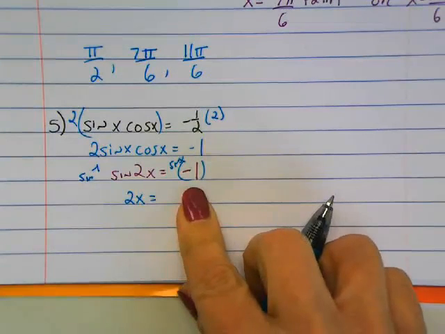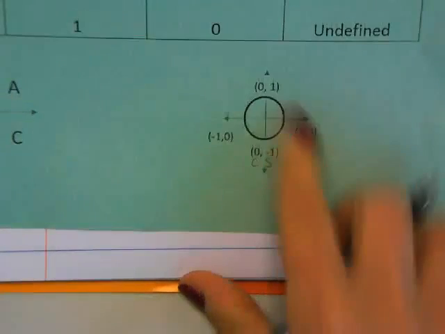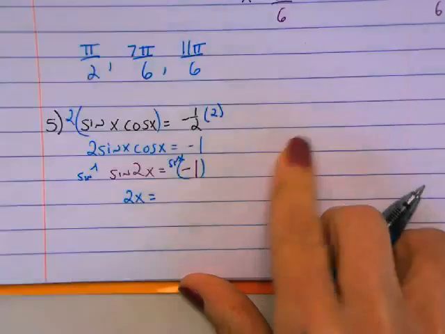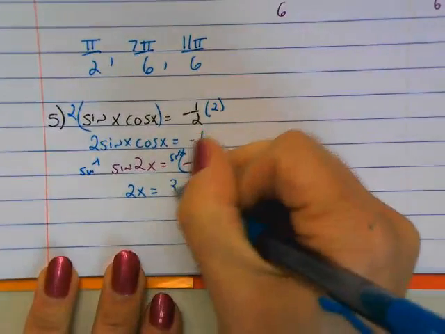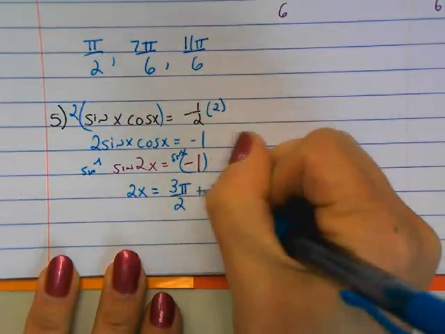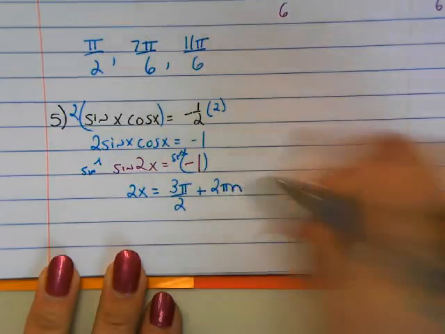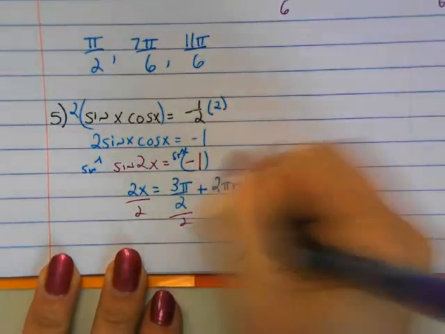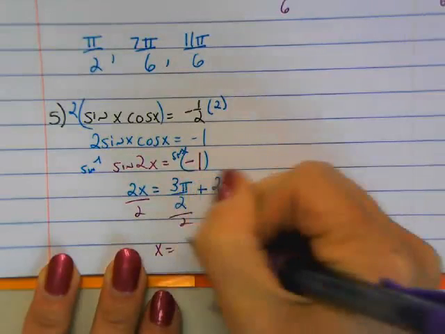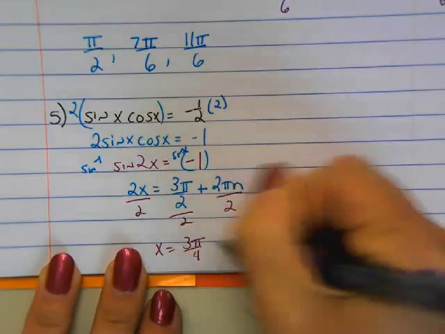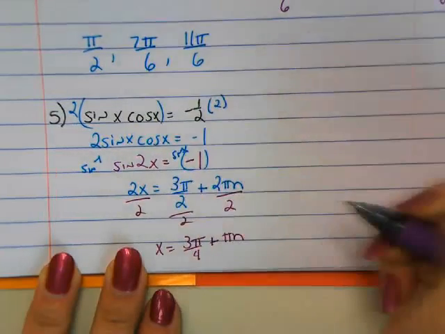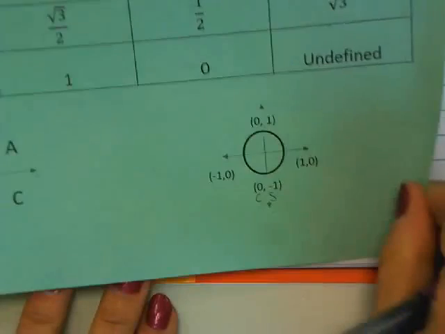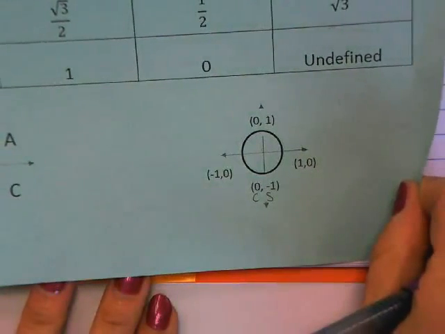So I'm going to look at my unit circle right there at 3 pi over 2 plus 2 pi n, yes? So I'm almost done. I'm going to divide everybody by 2. So I get x is equal to 3 pi over 4 plus pi n. Now, is there anywhere else on the wagon wheel where you could potentially be? Because normally we get 2 answers, but in this case, no, there's only 1 spot.